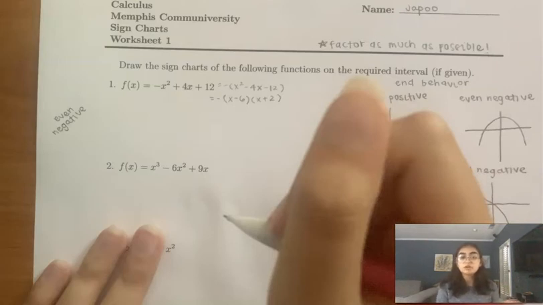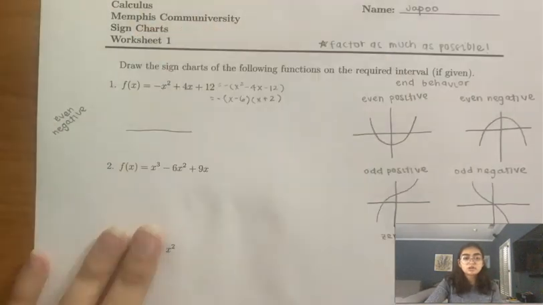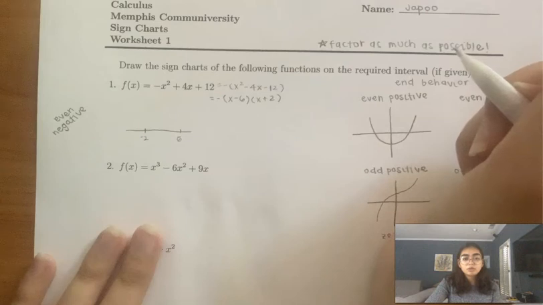Our zeros are very clear since we factored this function. Our zeros will be 6 and negative 2, right? So now we're going to go ahead and draw our sign chart. We're going to mark down our zeros, negative 2 and 6, on a little line. And then we're just going to draw our function.